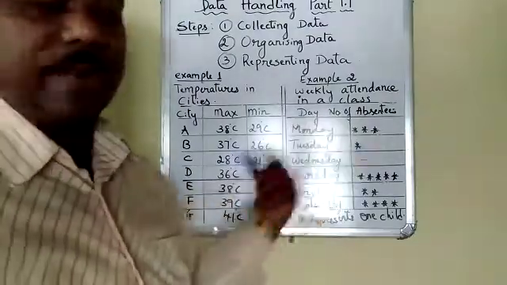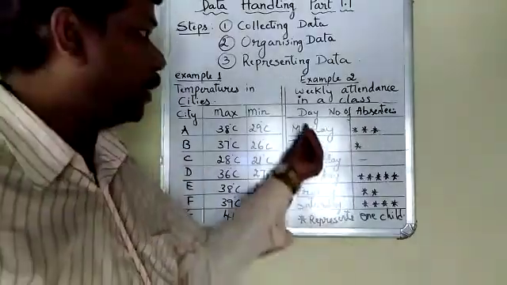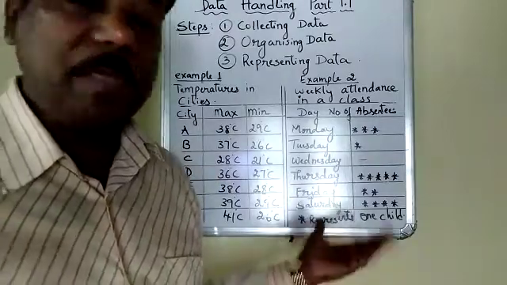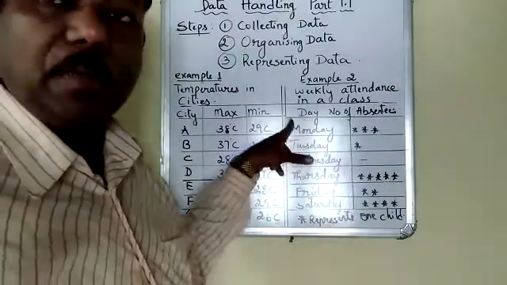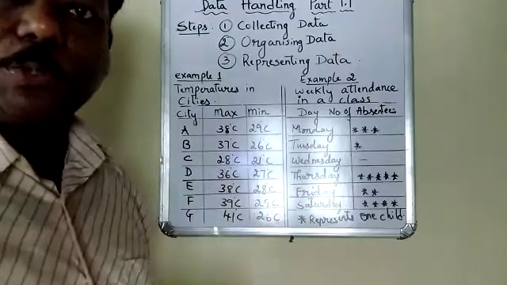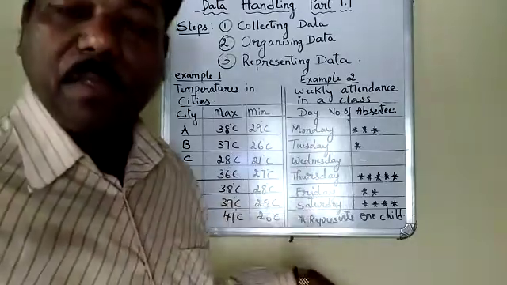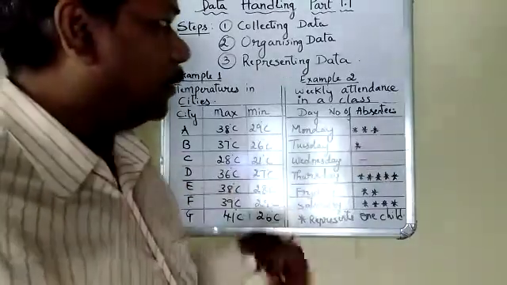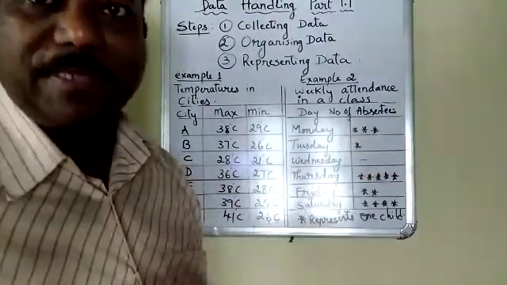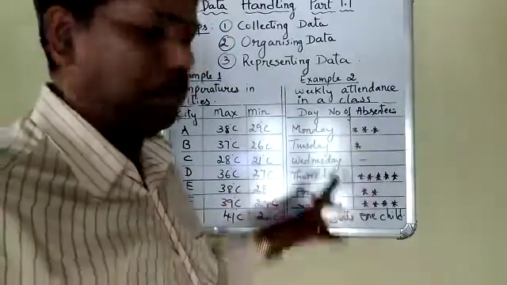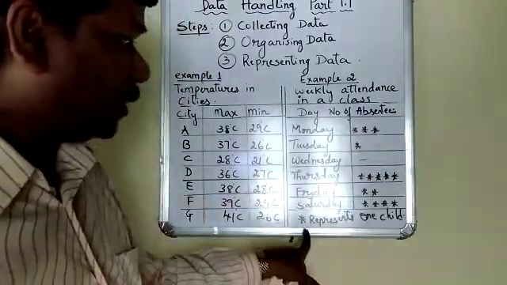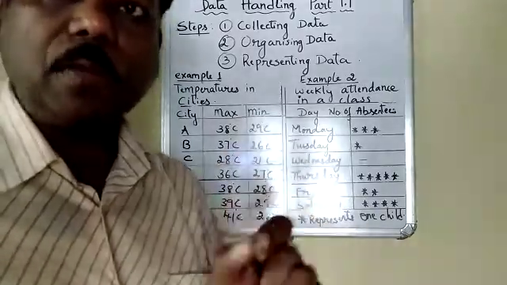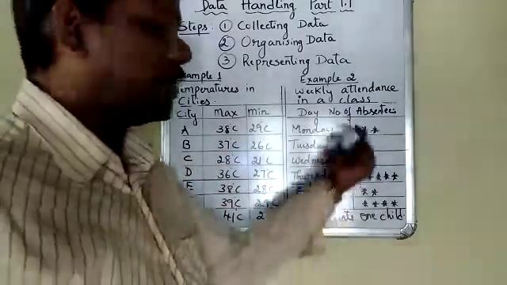Let us consider another example in which the teacher has recorded the attendance of those who are absent from class in a particular week. A day is mentioned as Monday, Tuesday, Wednesday, Thursday, Friday, Saturday, and in the right side column, asterisk marks are placed. One star mark or one asterisk mark represents one child.